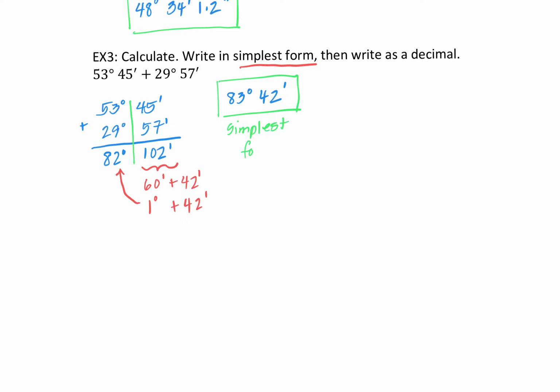In the last part of this, we're supposed to also write this as a decimal. So I have this in terms of minutes. I'm going to translate this to a decimal by taking 83 degrees plus 42 minutes divided by 60 to give me a degree. In my calculator, I don't actually have to approximate that because I get an exact decimal of 83.7. So this would be our decimal answer.